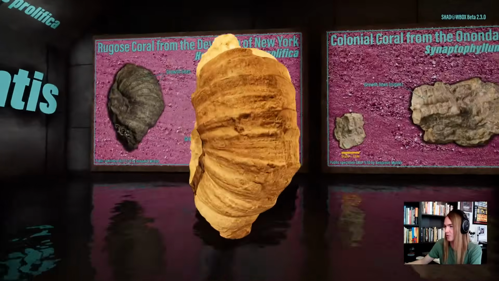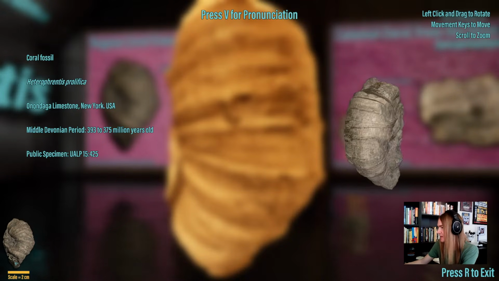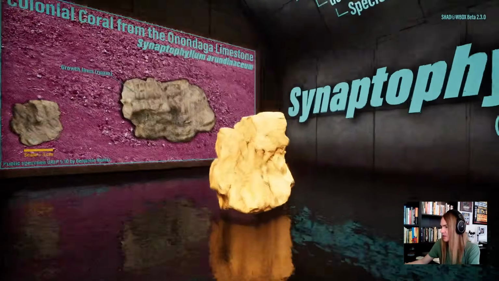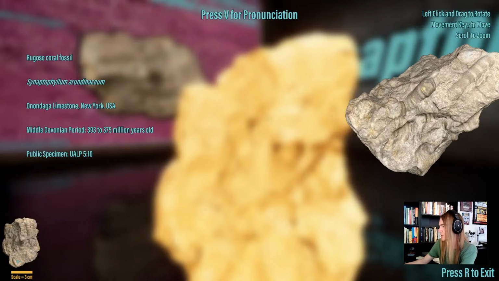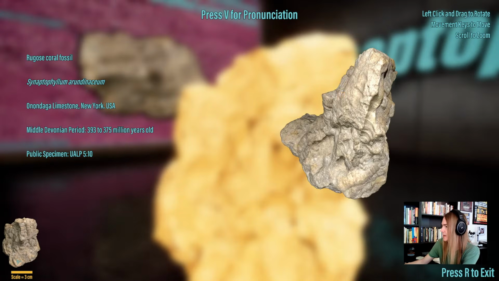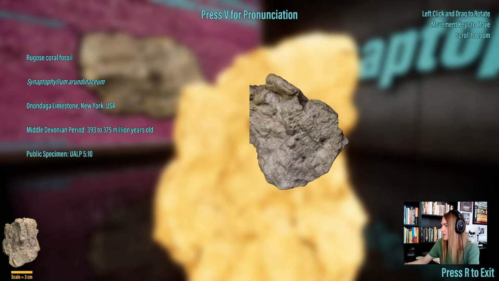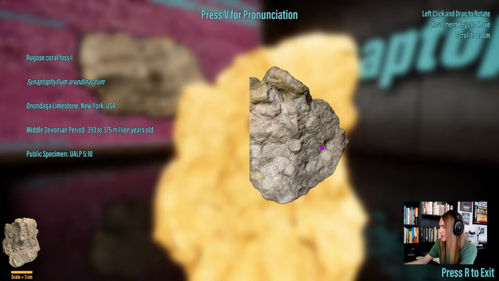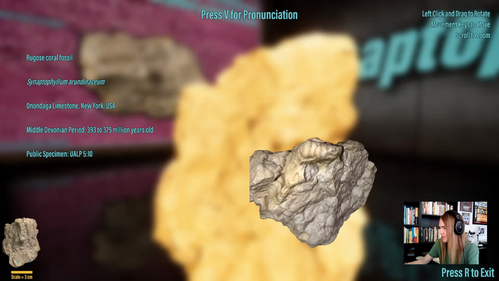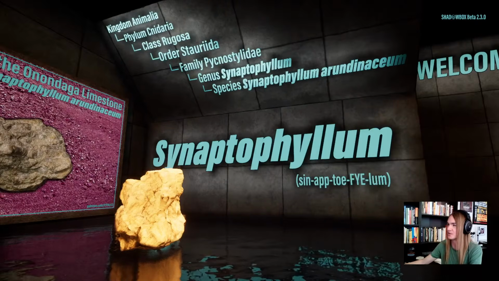We also have this coral Heterophrentis. You can see all these different growth bands on this coral, which is really, really neat. This other one is a little subtle, but you can see the coral structures right here, these kind of tube-shaped fossils. And this is a separate one, you can see over here. We kind of move it around. There's another piece of coral right there. That one's in really good shape. So that's Synaptophyllum.